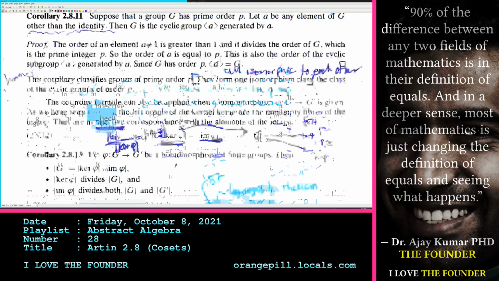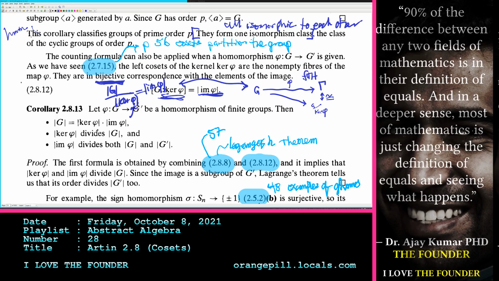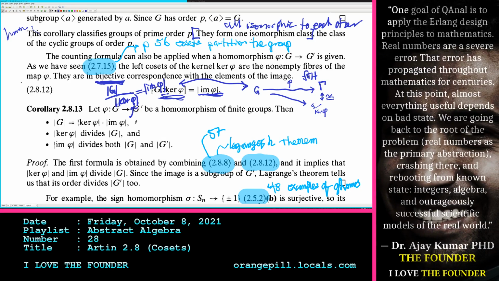Okay, so let phi from G to G prime be a homomorphism of finite groups. Then the order of G is the order of the kernel of phi times the order of the image of phi. I just wrote this up here. Then the order of the kernel of phi divides the order of G, and the order of the image of phi divides both. Well, the image of a homomorphism is going to be a group, just because you can pull back the group structure.